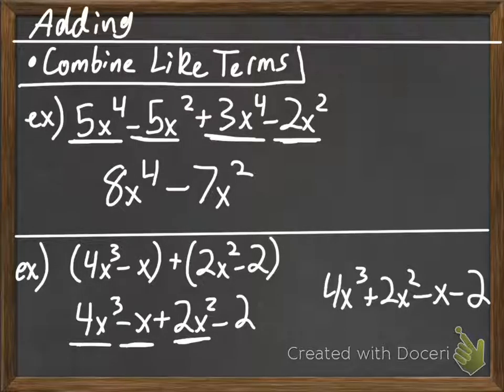So in some cases you may get, like our first example, where you're going to be adding everything together. In some cases you may not add anything together. You're just going to reorder it. And in some of them you're going to add a couple things together, and some things you're just going to have to put in the proper order.